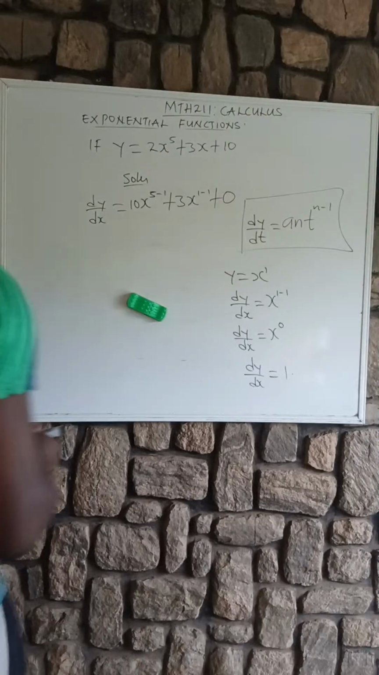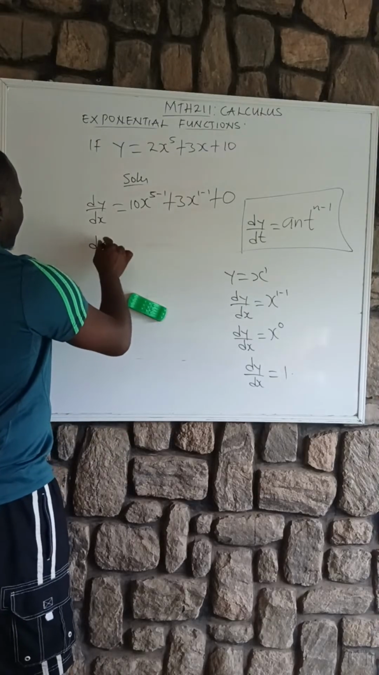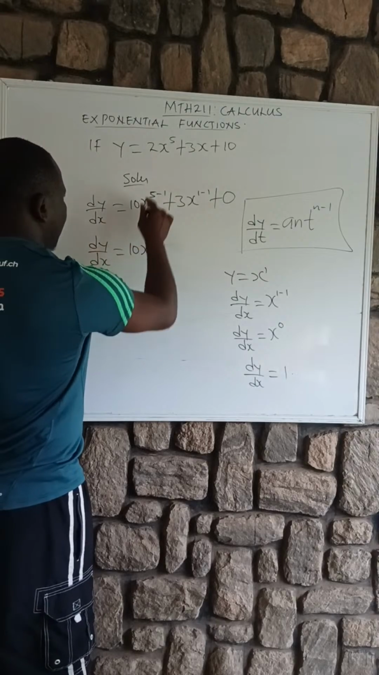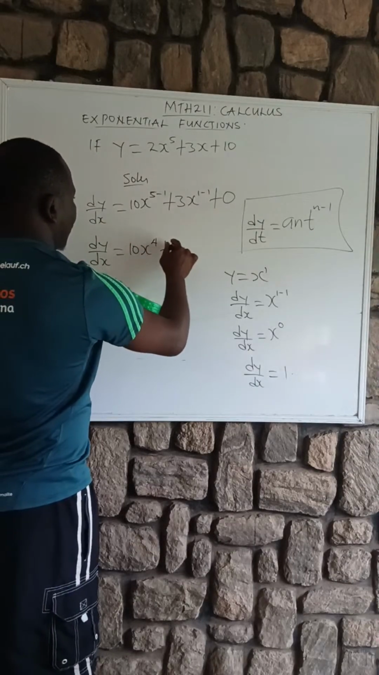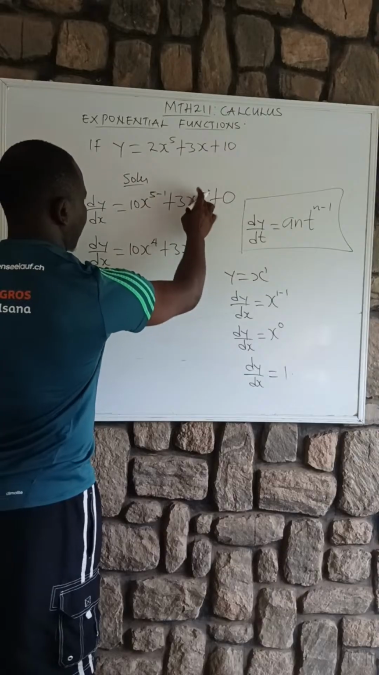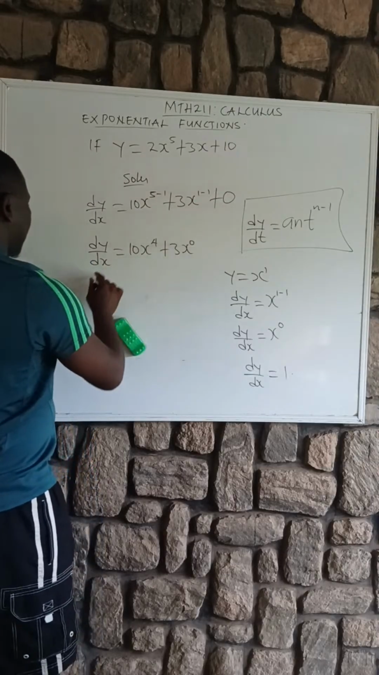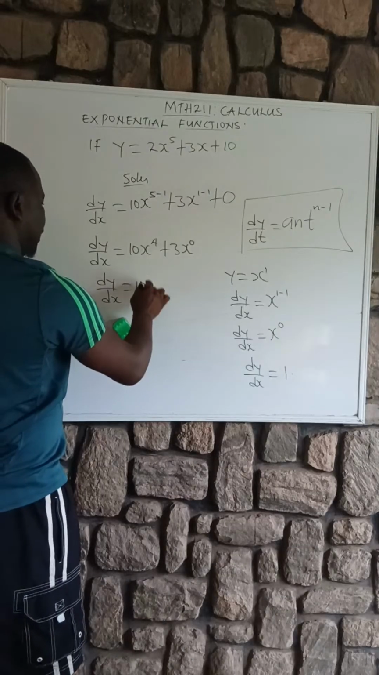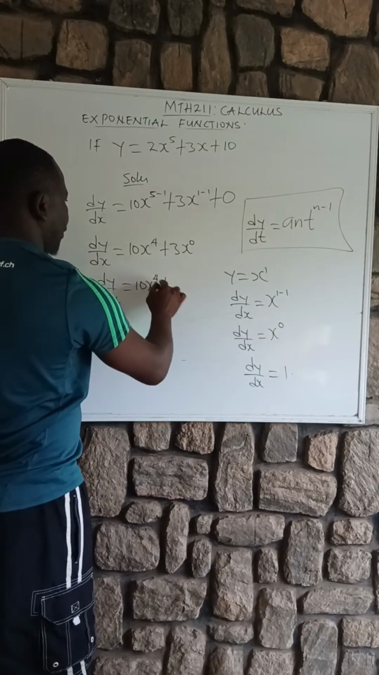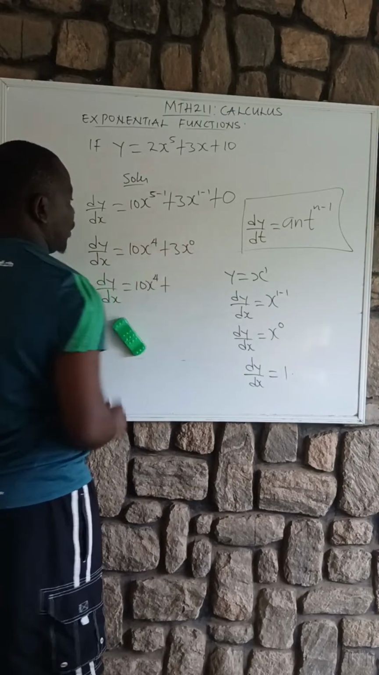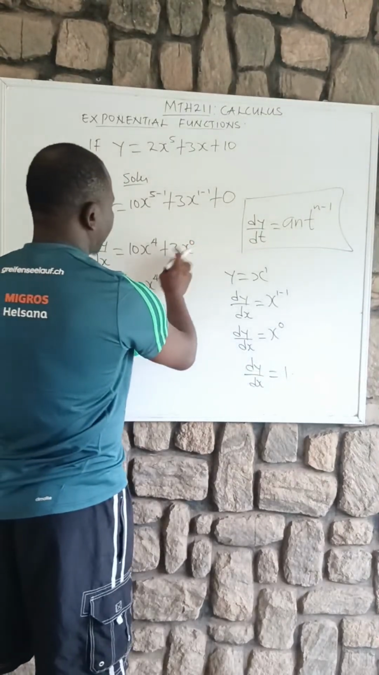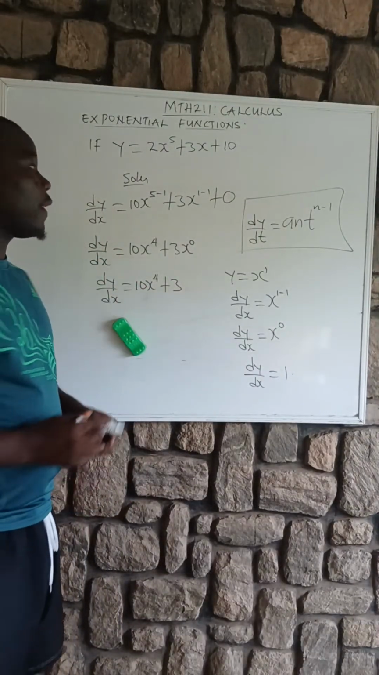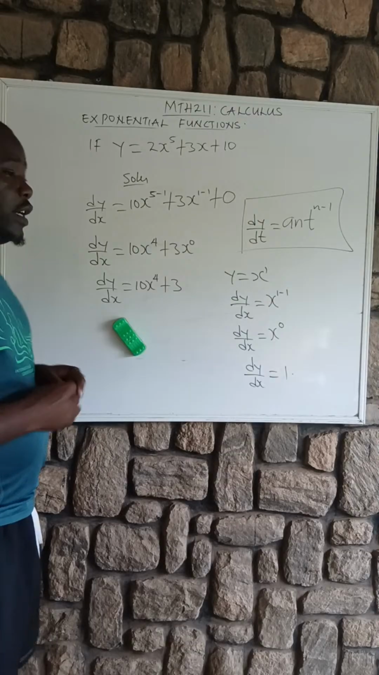So it means that our dy over dx is equal to 10x raised to the power 4 plus 3x raised to the power 1 minus 1, 0. Then dy over dx is equal to 10x raised to the power 4 plus, anything raised to the power 0 is 1, so 1 times 3 is 3. This is what you are supposed to get. So far, so good. Any question?